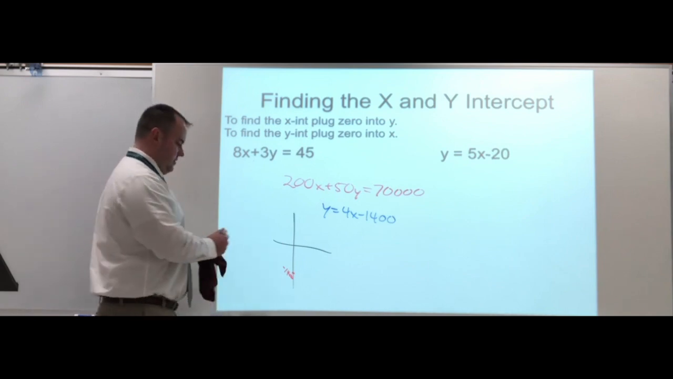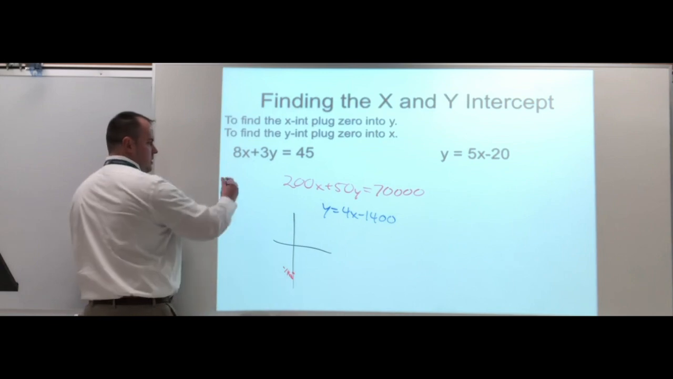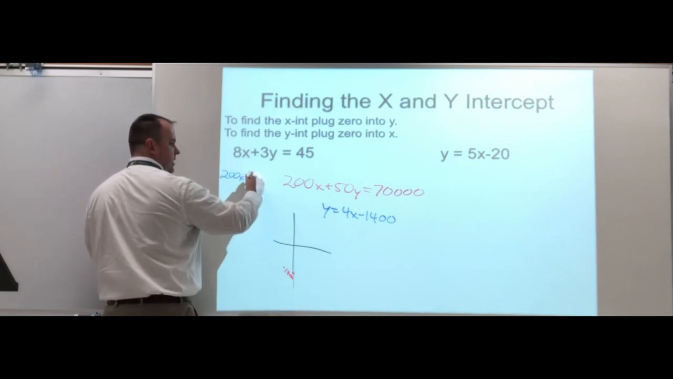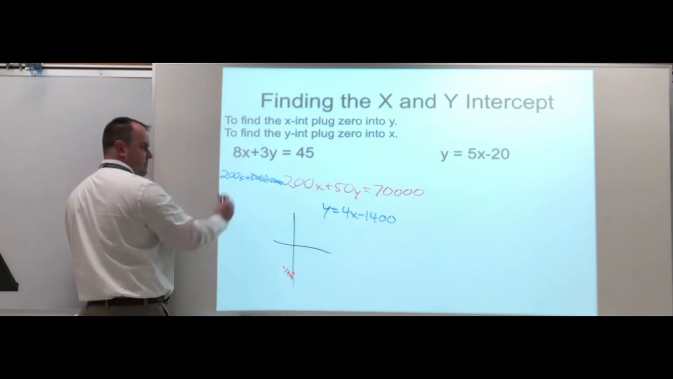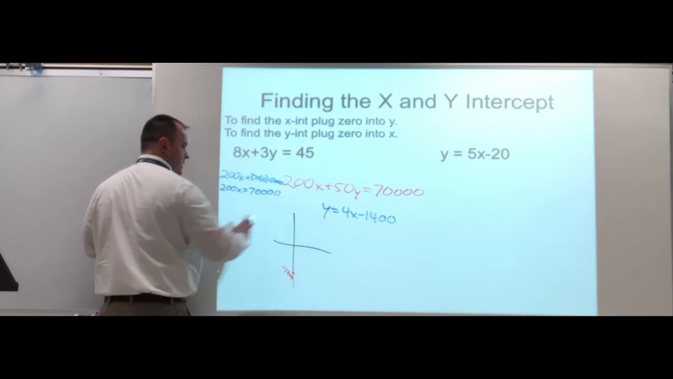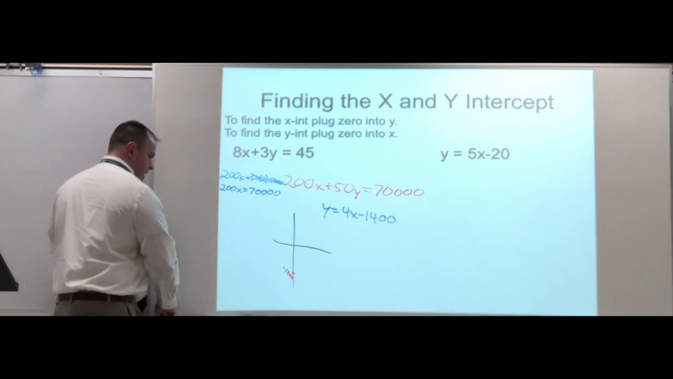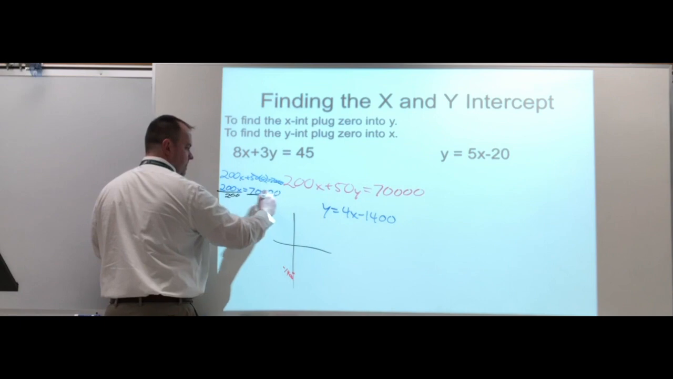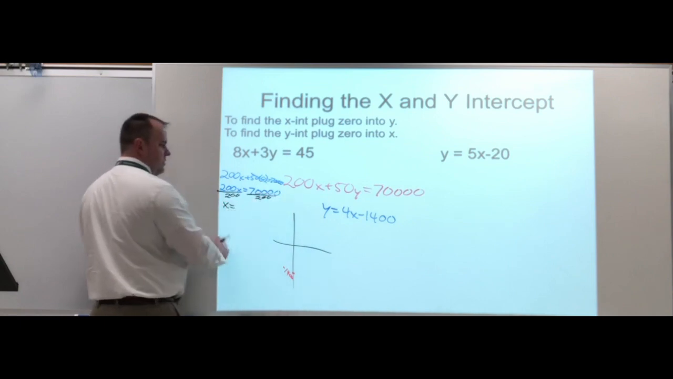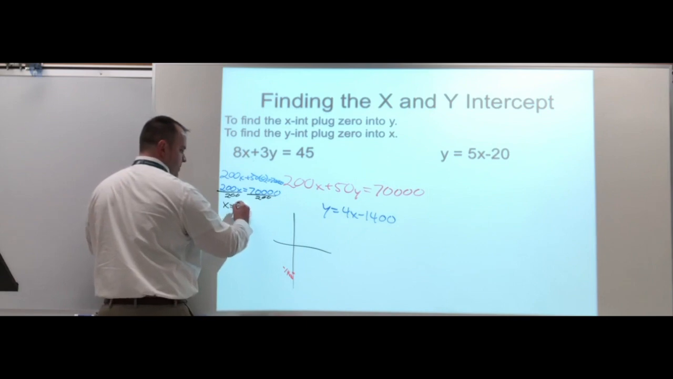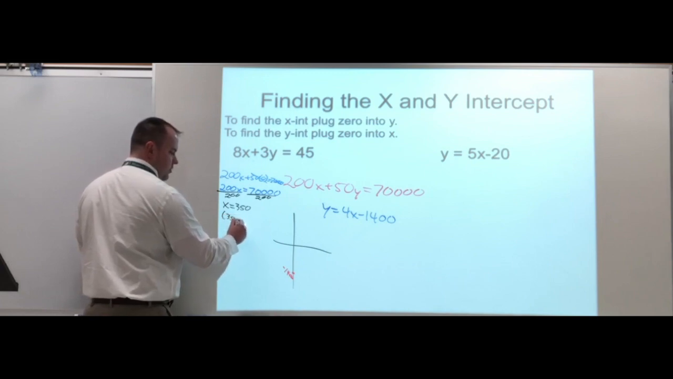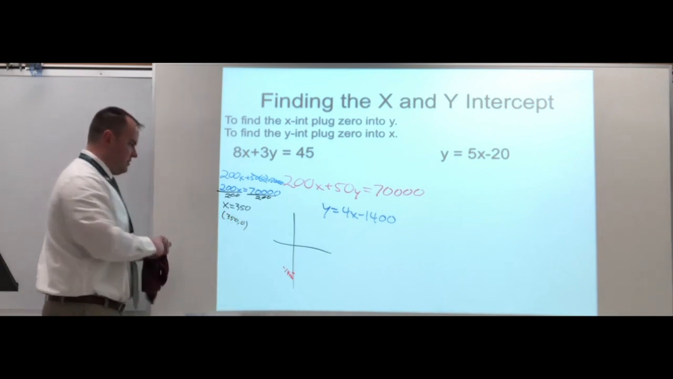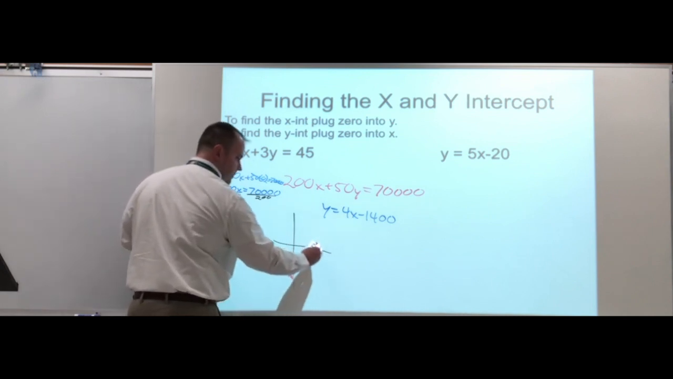If I'm going to find my x-intercept, it's good to show a little practice: 200x plus 50 times 0 equals 70,000. The 50 cancels out. And if I divide by 200, x equals 350. Well, now we know where our x-intercept is also crossing. So we know negative 1400 is our y-intercept. Our x-intercept would be 350.